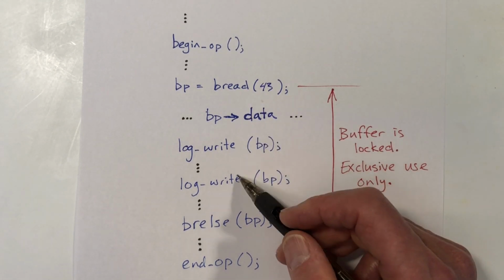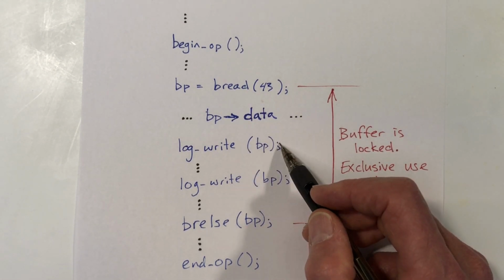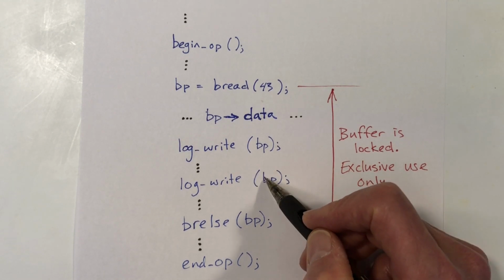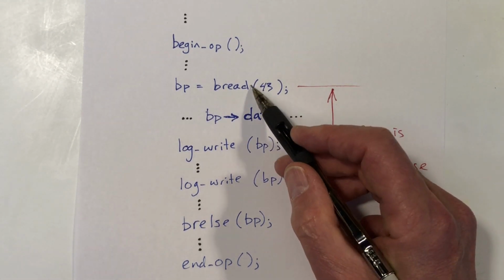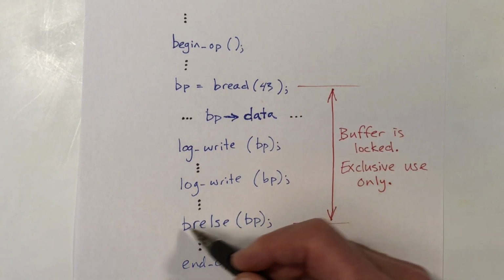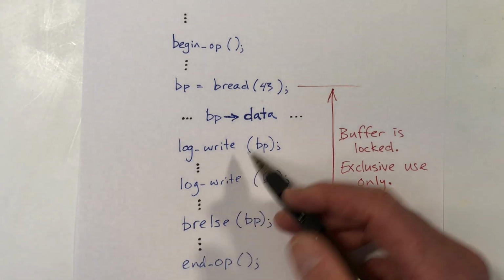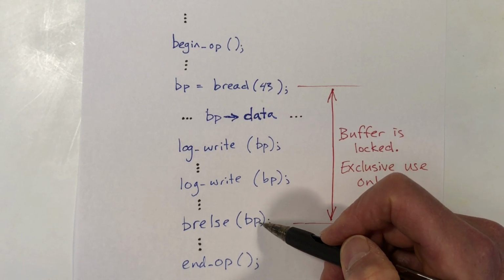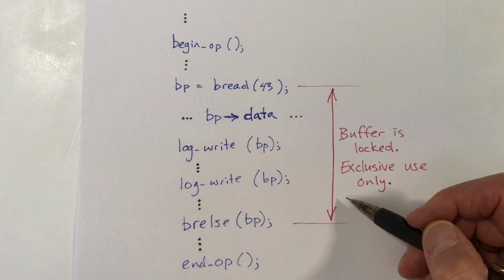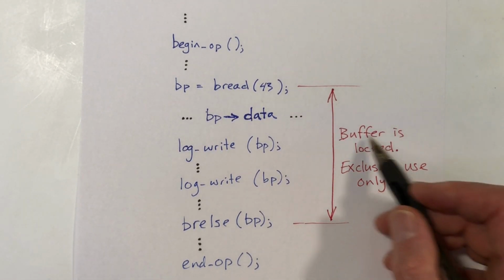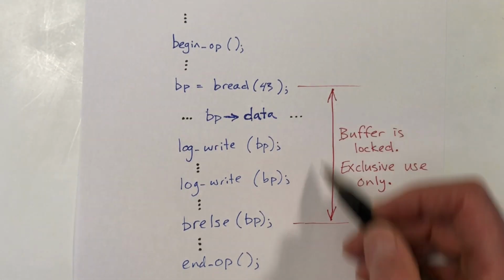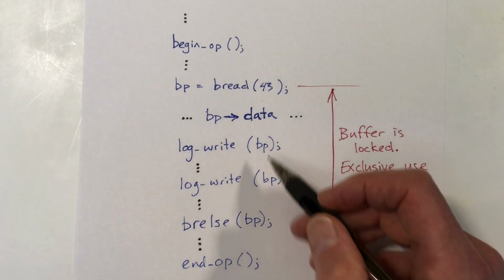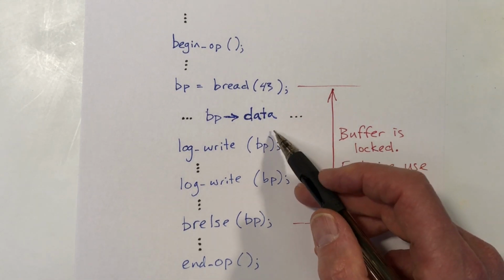And we can call log write multiple times, so we may write it and then modify it some more and write it again. When we're done with that particular buffer, we need to call this function brelease, and between the bread call and the release, the buffer will be locked, which enforces the fact that we have exclusive use of that buffer. Only this thread can access that particular buffer.